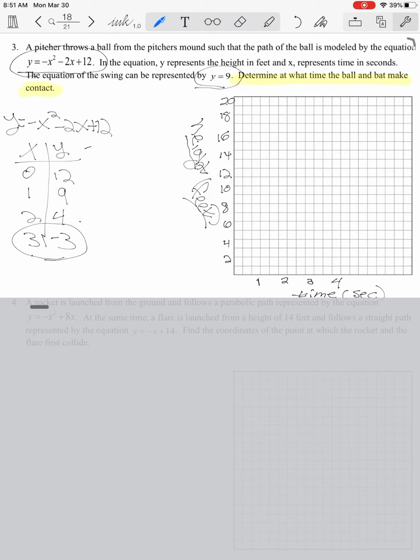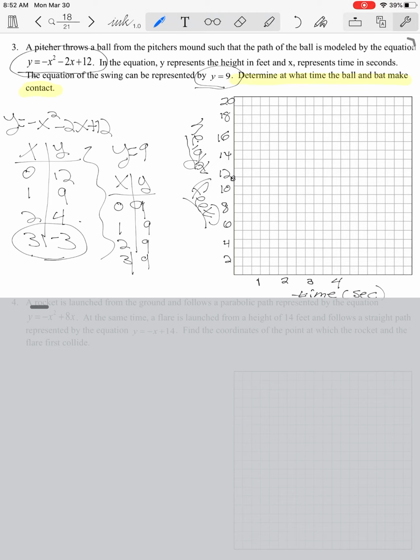Now we will come and we will graph our line. Y equals 9. We'll put that in the calculator. And if you notice, you may hit graph. It's a straight horizontal line. So when we graph this, we'll start 0, 9, 1, 9, 2, 9, 3, 9. If you notice, they all hit 9.